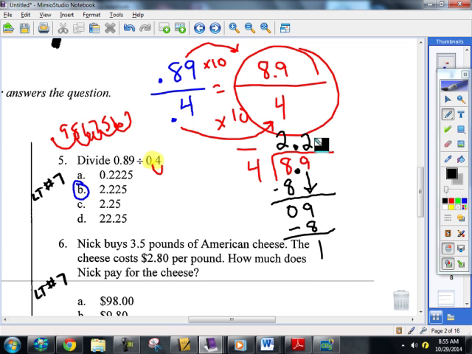Can I just stop there? I see a lot of people just stopping and putting 1 right there. Can you do that? No. Absolutely not. Because you still have a remainder left over. You have something smaller than 4. We've got to continue to keep this long division going.